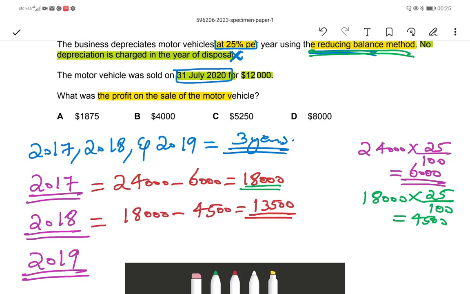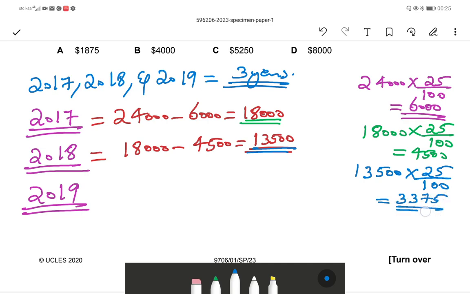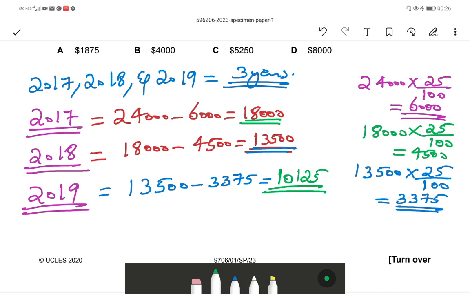Next, 2019 we have to calculate. 2019, 13,500 is the net book value. So 13,500 multiply 25 over 100 is equal to 3375. So 2019, the net book value is 13,500 minus 3375. The amount is 10,125, which is the net book value at the end of 2019.